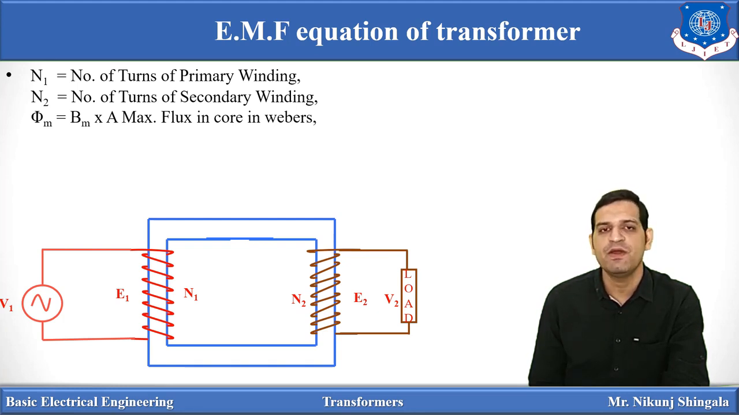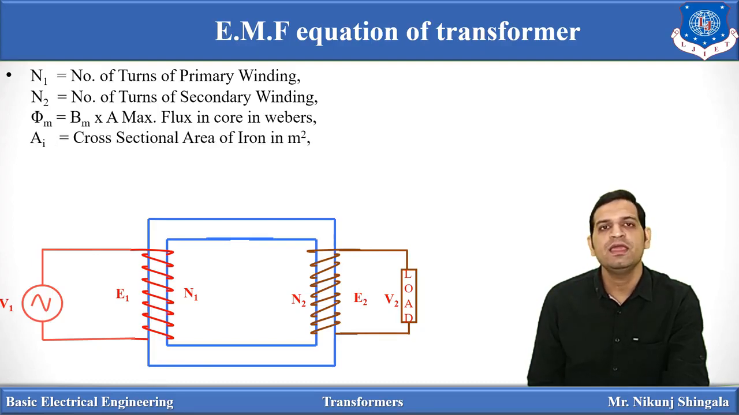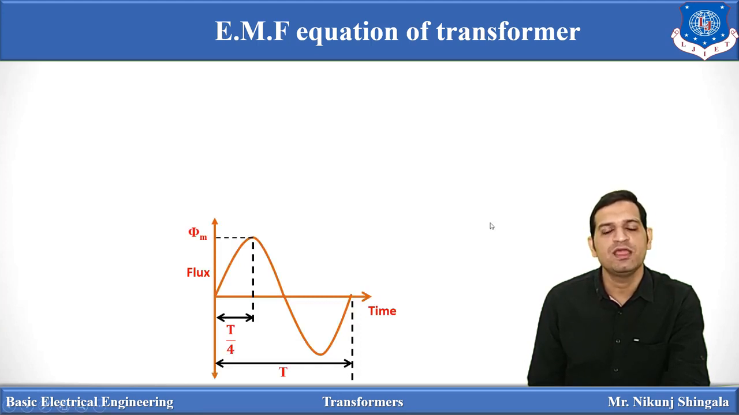Bm is equal to phi m divided by A, where phi m is measured in terms of Weber. Then A is the cross-sectional area of the core, that is measured in terms of meter square, and f is the supply frequency. Now, as we apply the alternating voltage in the primary winding, alternating current will start to flow, and because of this alternating current, alternating flux will be produced in the winding. So this alternating flux will be having a sinusoidal shape. So this is the representation of alternating flux. Phi m is the maximum value of the flux, and it completes its one cycle in T seconds.